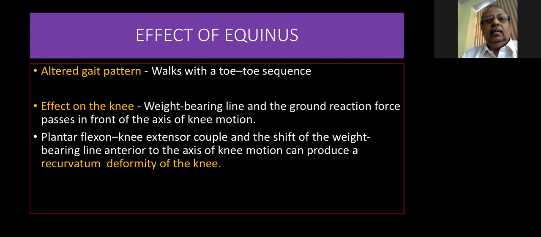What is its effect on the knee? When they walk on the toes, the fulcrum is at the toes. From the fulcrum, the weight-bearing axis goes anterior to the knee. So therefore, there is an extension force on the knee. This leads to a recurvatum deformity. Long-standing equinus, unless you correct it, will lead to hyperextension deformity of the knee. That is the effect of equinus on the knee.